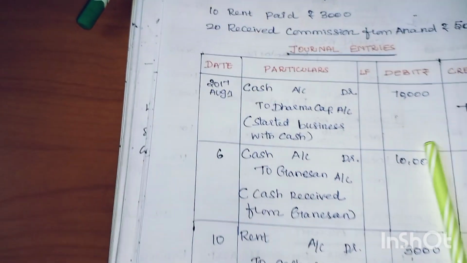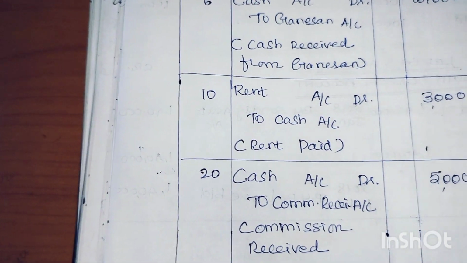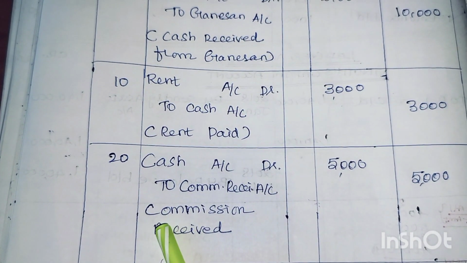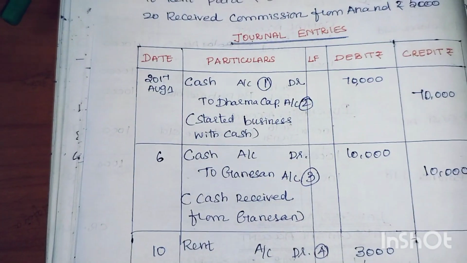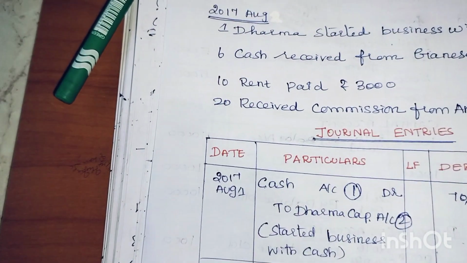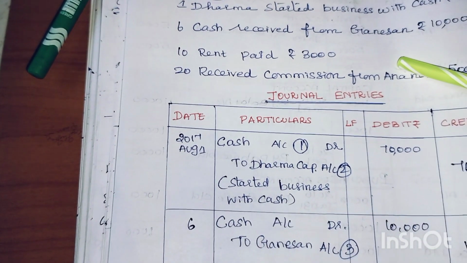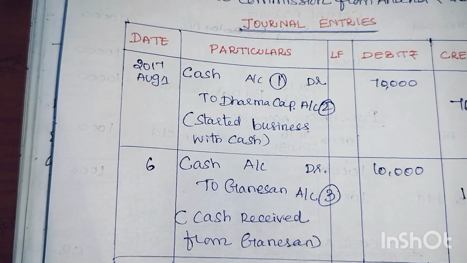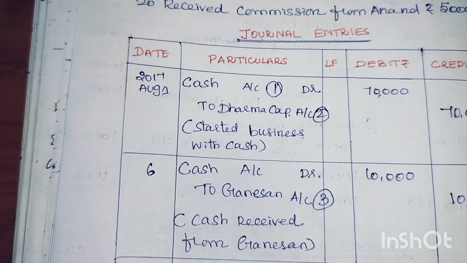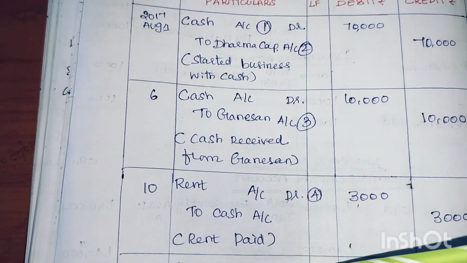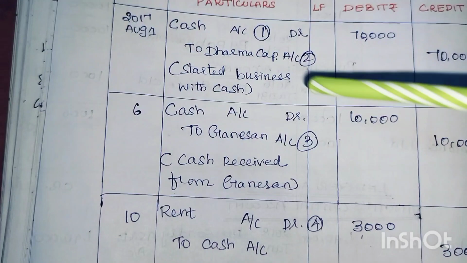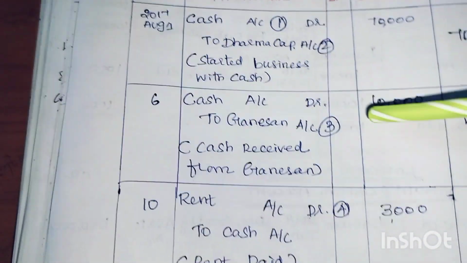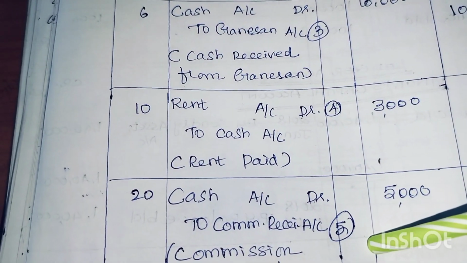So what is the journal entry? Cash account debtor 5,000 rupees to commission received account 5,000 rupees. Narration is commission received. So we prepared the journal entries from these 4 transactions. Okay, now we are going to post these journal entries into ledger accounts. Before that, how many accounts are we going to post? There are 5 accounts we are going to post into ledger. What are they? Cash account, Dharma's capital account, Ganesan account, rent account and commission received account.